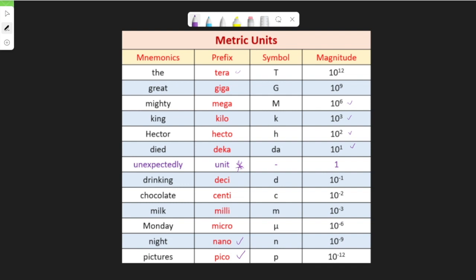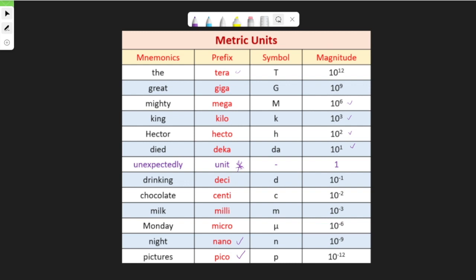So we can use the prefix deci to be 10 times smaller, centi to be 100 times smaller, milli to be 1,000, micro, nano, and pico. So you can see that we can add these in front to change how small the number actually is.